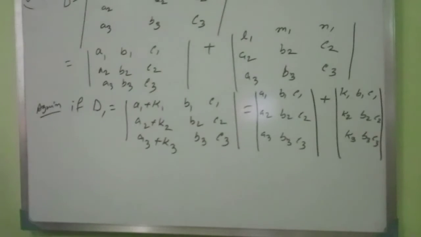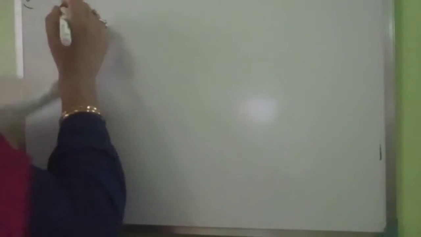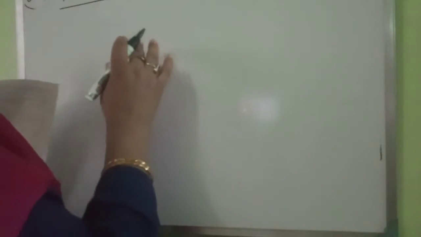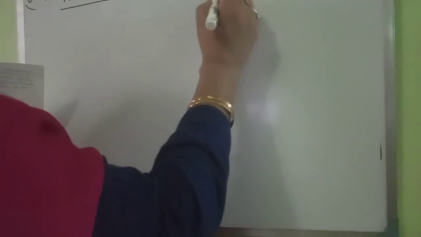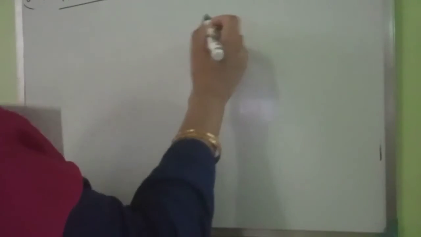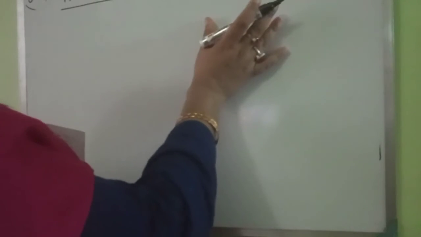Okay. Next is, what is the multiplication rule? This is also very, very important. Multiplication rule. Now, multiplication we have already done in matrix. In matrix, what we did? Only row by column. This two matrix, then row into column. This way we have already done for matrix.